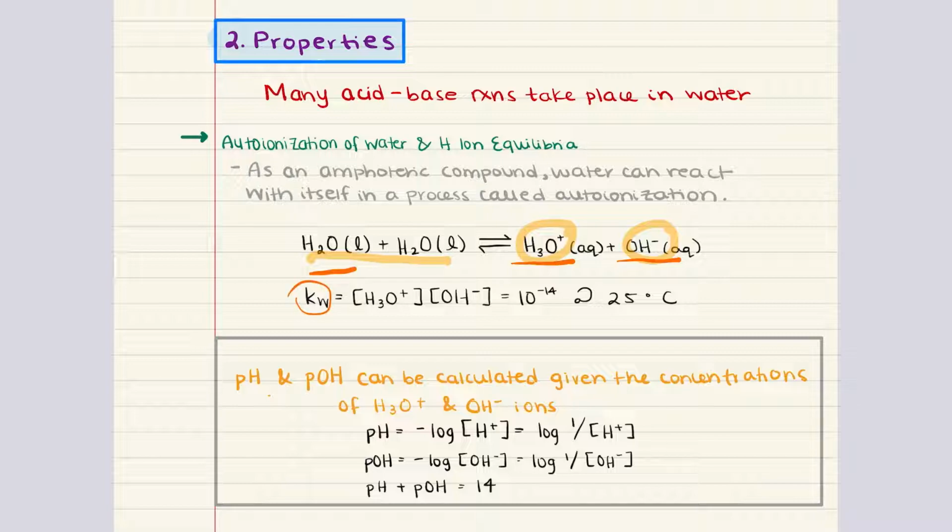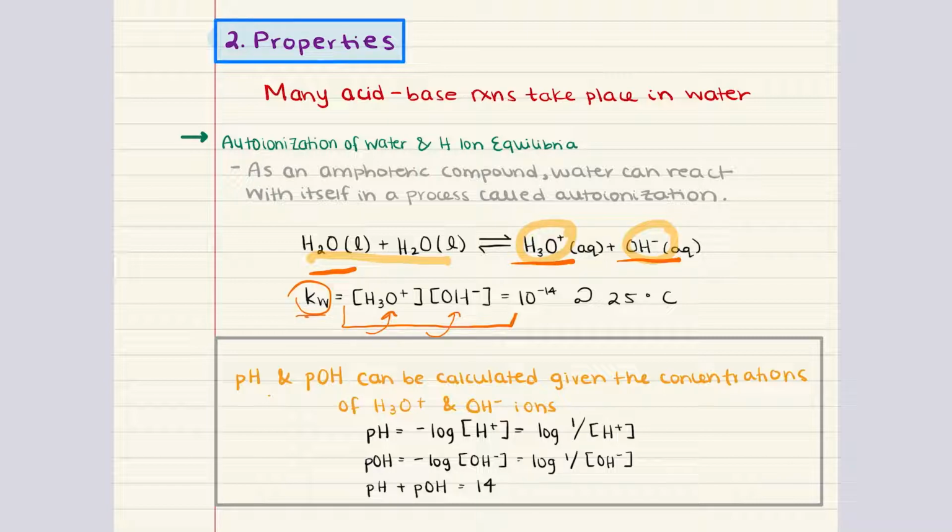This is given by the following equation, where we see the concentration of hydronium ions multiplied by the concentration of hydroxide ions. Please remember, for equilibrium constant expressions, we have the concentration of the products raised to their stoichiometric coefficients over the concentration of the reactants raised to their stoichiometric coefficients. We do not include solids or liquids in this expression, hence why water is not included in Kw.